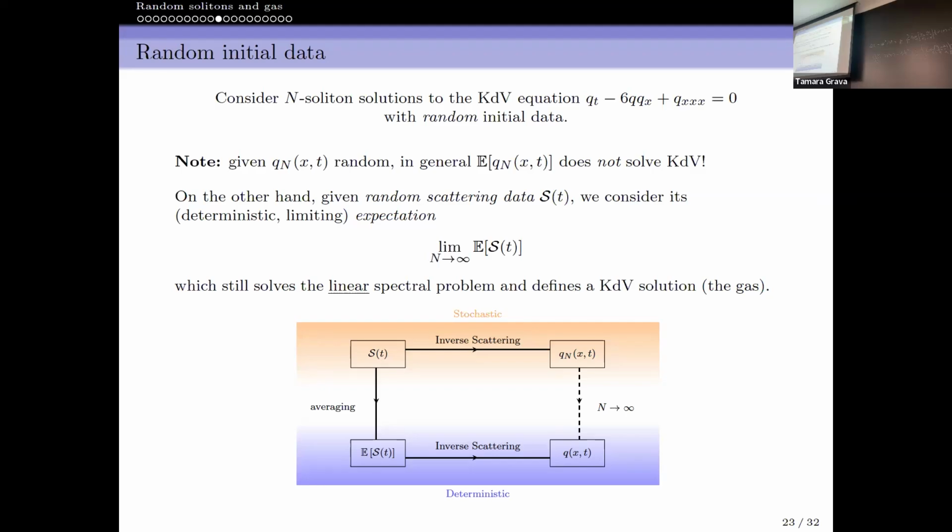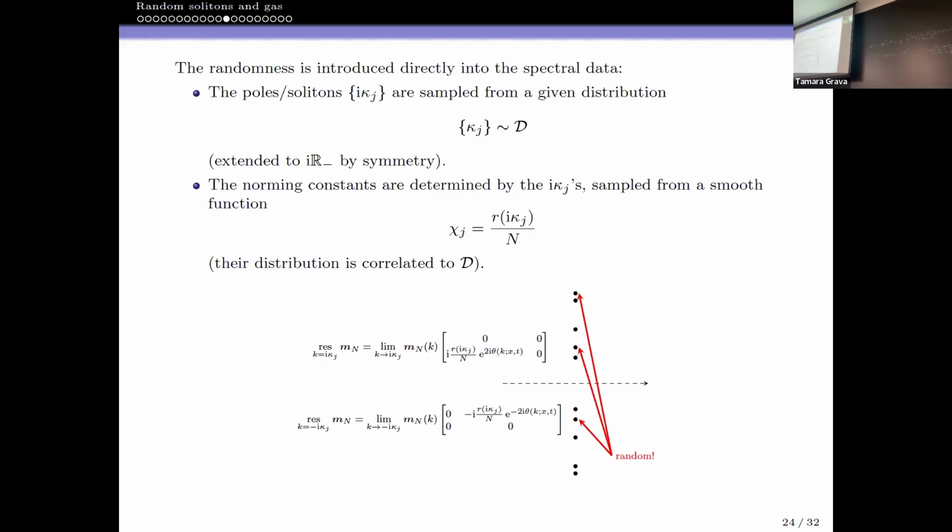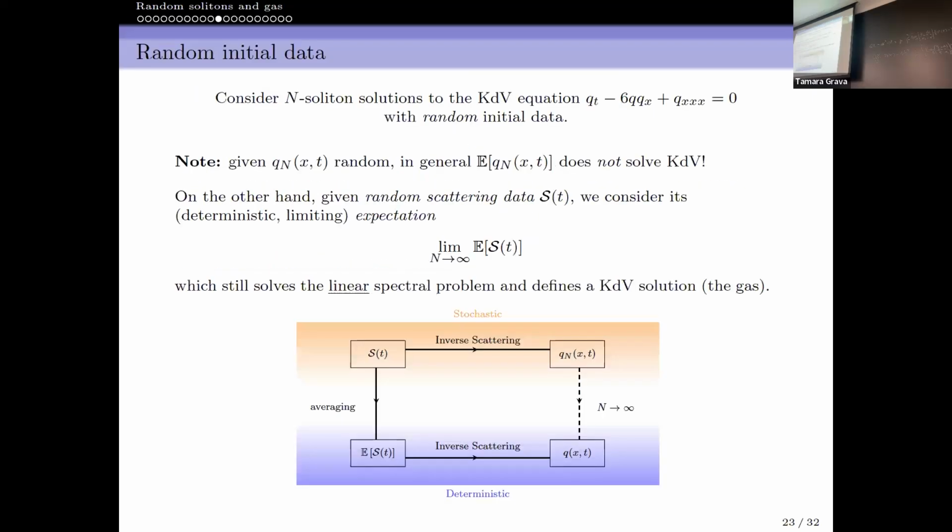The point is how to relate these two objects. So what is the relation between these two objects? And so the construction. Sorry. Yeah. Can you translate the random interpolation from the data to the original field? Yeah, so you have scattering data, here random, you get a random N-soliton solution.